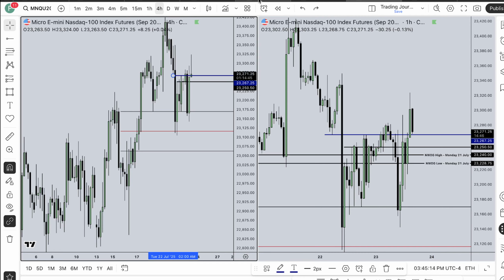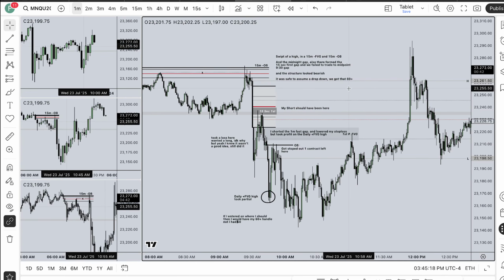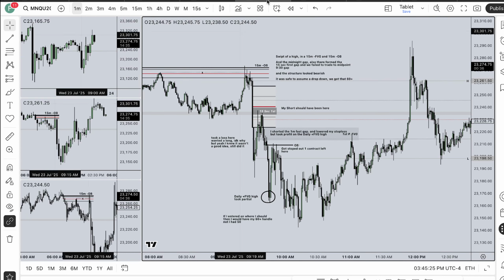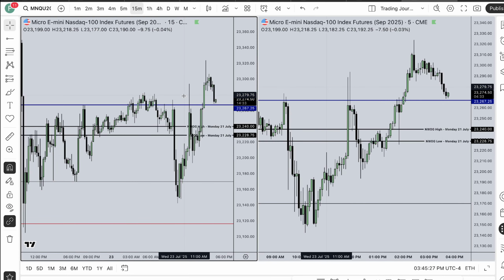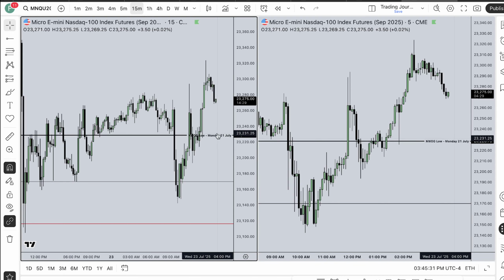So I'm taking this and I'm putting it here, and we see that we respect that with the bodies. There's more here to go down. This 15-minute, I'm going to remove this for a moment.